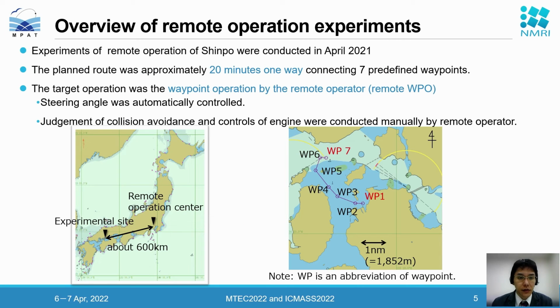Our institute conducted an experiment of remote operation of Shinpo last April. The experiment site was in the Inland Sea area around Inoshima Island of Hiroshima Prefecture. The remote operation center was in our institute, Mitaka City of Tokyo in Japan. The distance between the remote operation center and the experimental site was about 600 kilometers. The planned route is shown here.